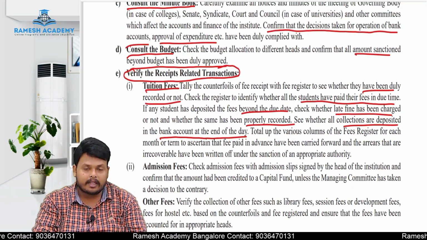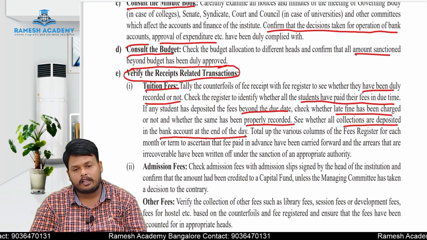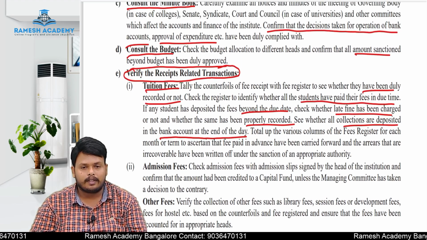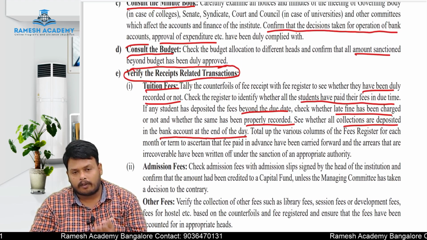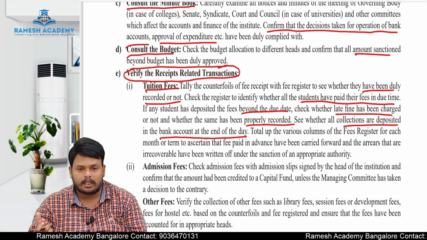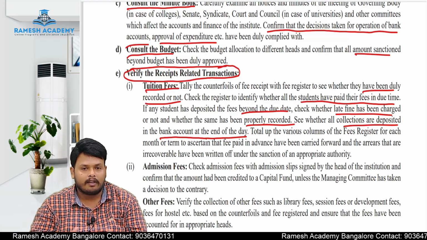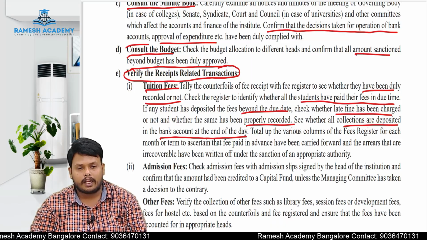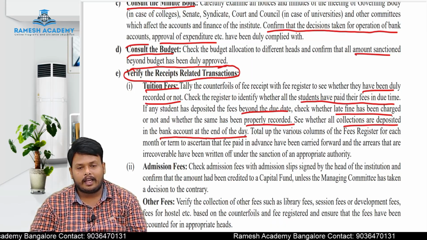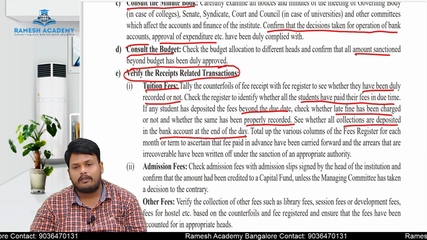So under the verification of receipt related transactions, what does the auditor have to verify? Tuition fees. In the tuition fees, the auditor has to take the counter file receipts of these tuition fees and the fee register, verify and cross check them. And the auditor has to take the students register and check whether all the students have paid the fees on time.